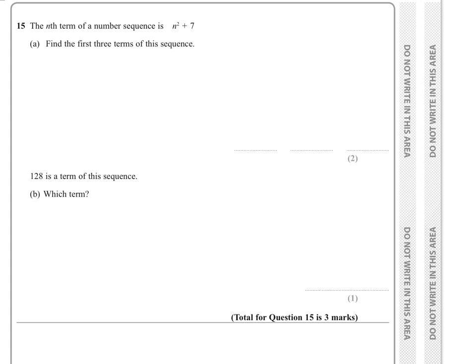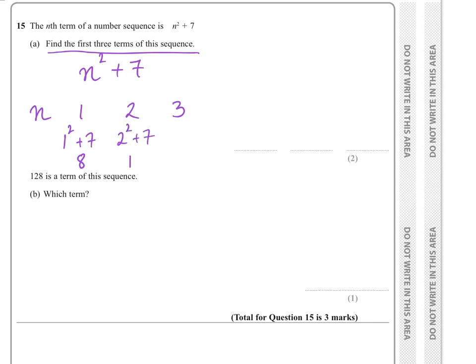Question 15. The nth term of a number sequence is n squared plus 7. We've got to find the first 3 terms. So when n is 1, 2 and 3. Well, when n is 1, we'd have 1 squared plus 7, which is 1, and 7, which is 8. When n is 2, we'd have 2 squared plus 7, which is 4, and 7, which is 11. And for the third term, we'd have 3 squared plus 7. 3 squared is 9, plus 7 is 16. So 8, 11, and 16.